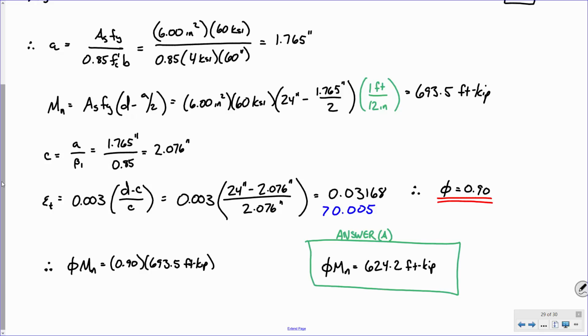So this was our nominal capacity. We've adjusted it for design purposes. Any questions? Okay. Excuse me. So now let's look at example 8b.